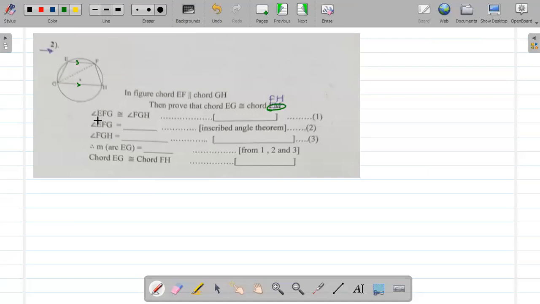The first sentence says angle EFG is congruent to angle FGH. So just try to look at it carefully. EFG and FGH, they form Z formation, and that's alternate angle theorem, right? It's because of alternate angle theorem, like that. And then we say we use the inscribed angle theorem.